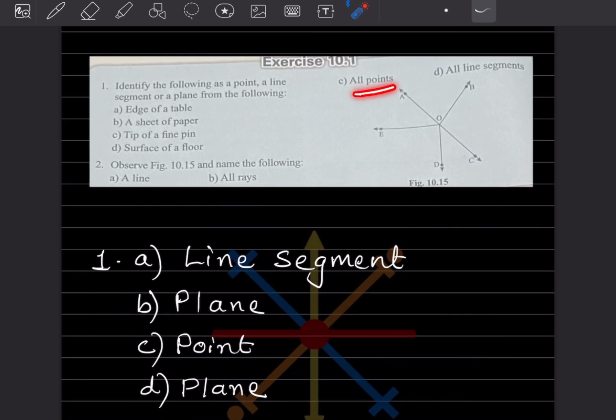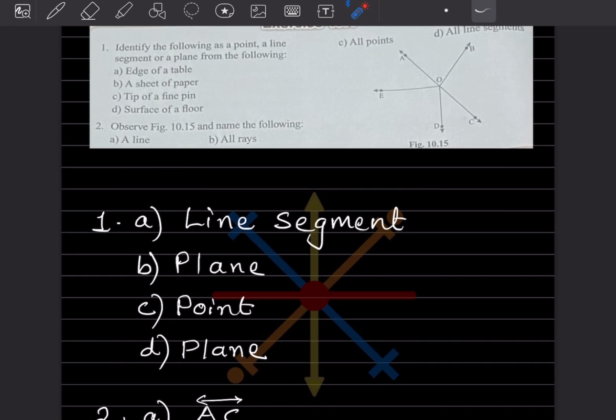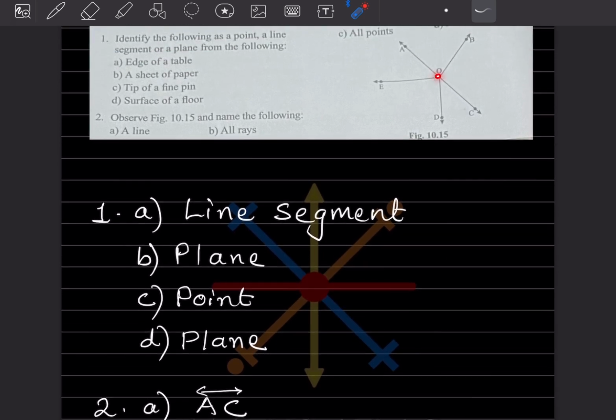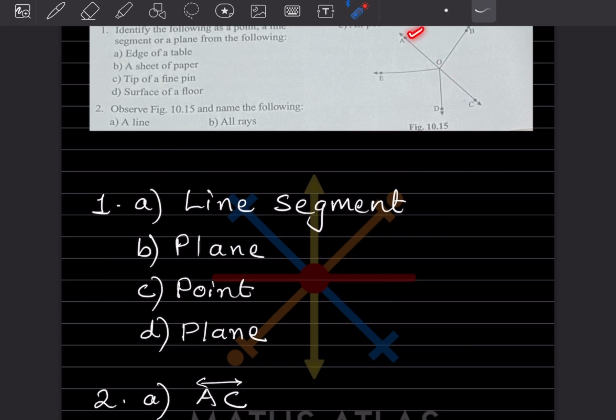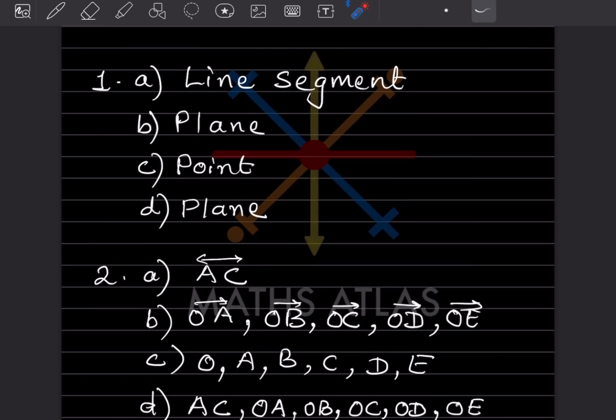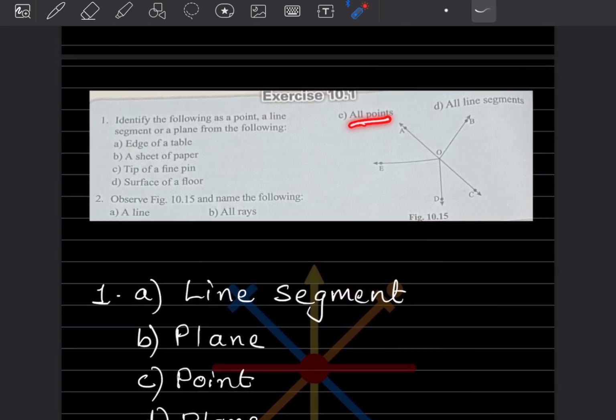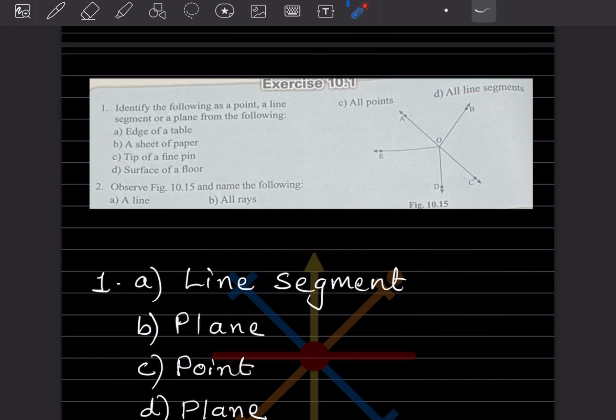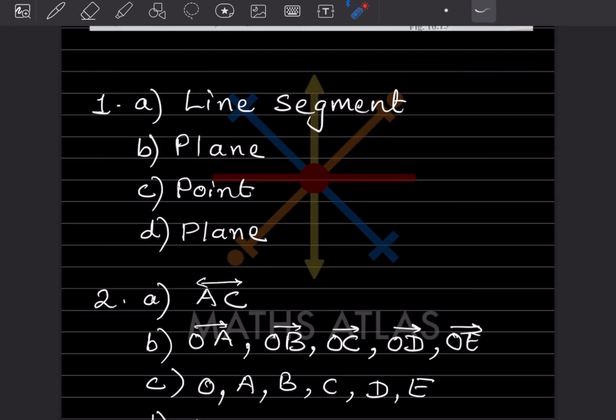And here, all points. All points means which are the points given here. This O is one point, then A, B, C, D, and E. So it is given here O, A, B, C, D, E. So these are all the points and all line segments. All line segments means which are the fixed ones.